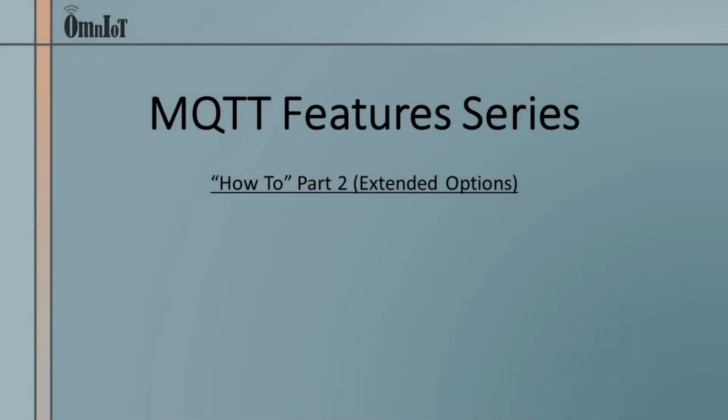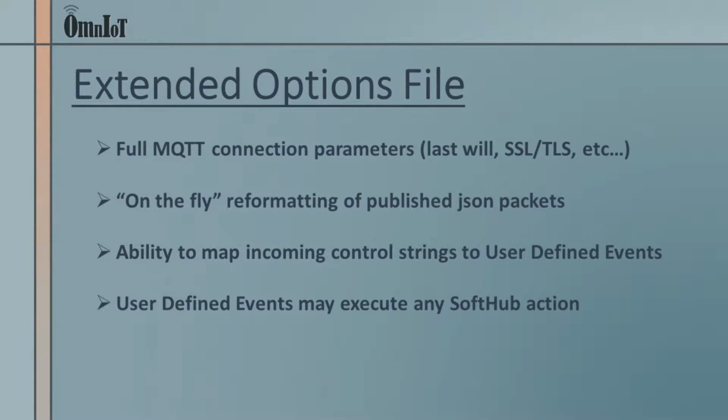Hello, in this part 2 of our MQTT how-to series, we'll pick up where we left off in our last video, and we'll use an extended options file to facilitate the reformatting of our published packets so that they can be fed directly into an IBM Watson IoT platform dashboard.